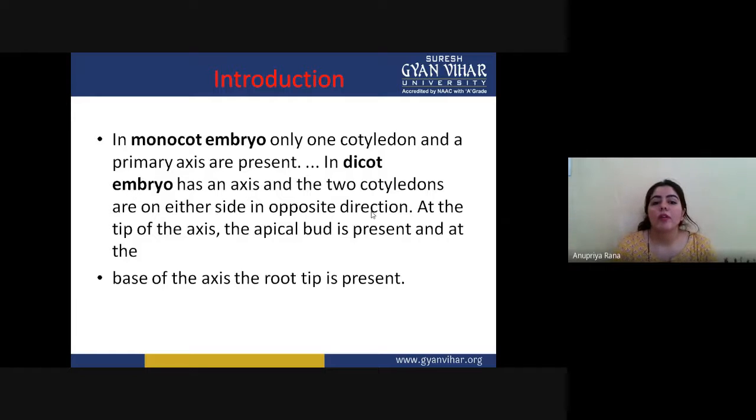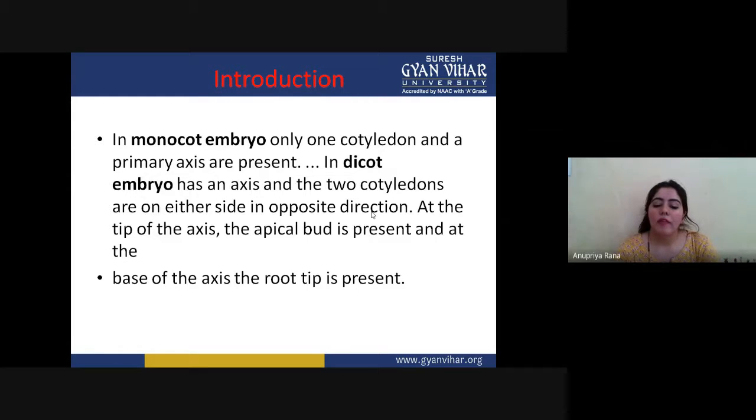If we talk about the introduction, the monocot embryo and dicot embryo are basically part of the gymnosperm and angiosperm. And the names monocot and dicot rely on the number of cotyledons present inside the seed. If an embryo has just one single cotyledon, then it is known as a monocot.